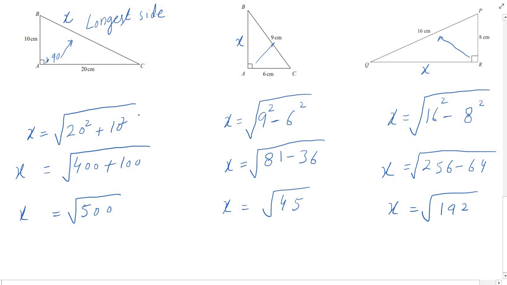Okay, so that's it. These are the only three possible ways you're going to get the question in the exam. So I'm going to repeat again. When you need to find the longest side, you add the other two sides squared and square root it. And when you need to find the shortest side, you take away the shortest side from the longest side, like 9 squared minus 6 squared. Here we need to find the shortest side as well, so we do 16 squared minus 8 squared.